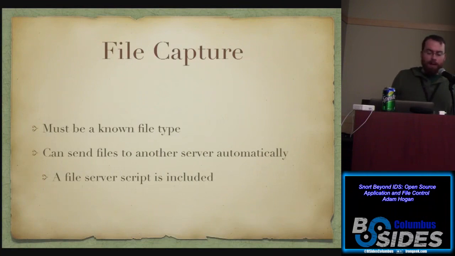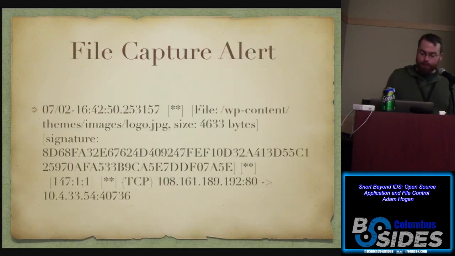And we can do file capture, again. In order to do a file capture, it has to be a known file type, so we have to have one of those rules. In order to do file capture, we have to be able to identify it by type. And if we can, you can capture the file. And I said we've got a server there if you want it on box. So now you can capture files. And when it happens, you'll get an alert like this one.